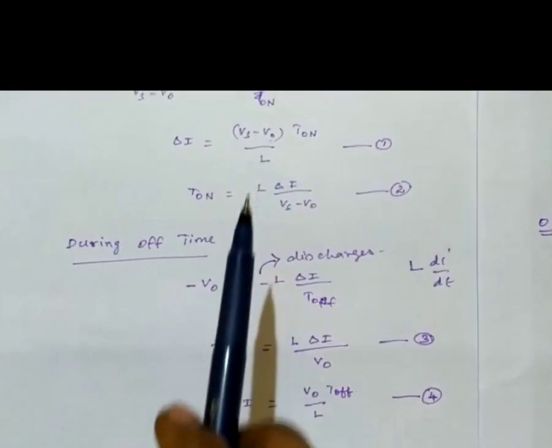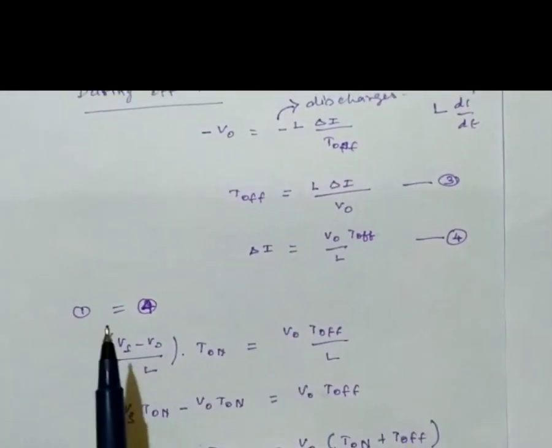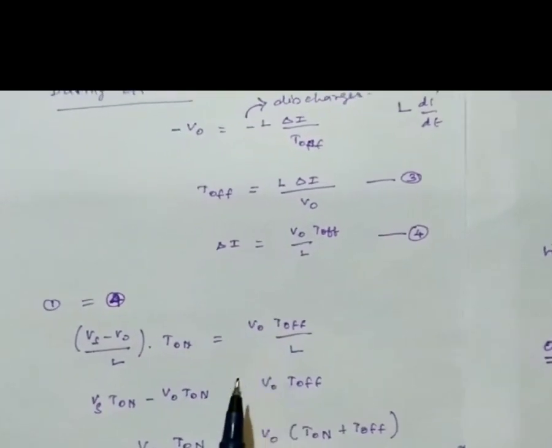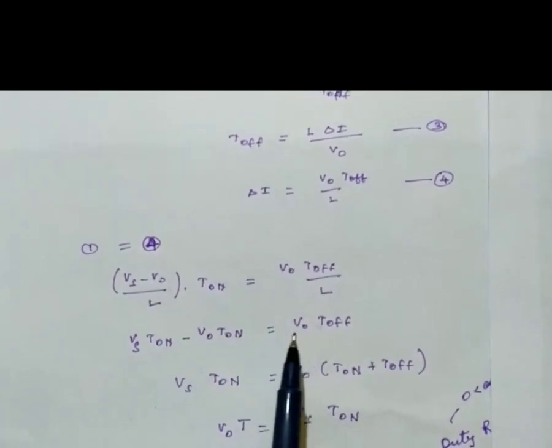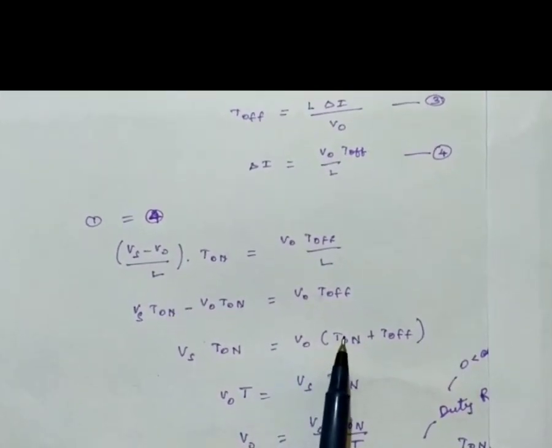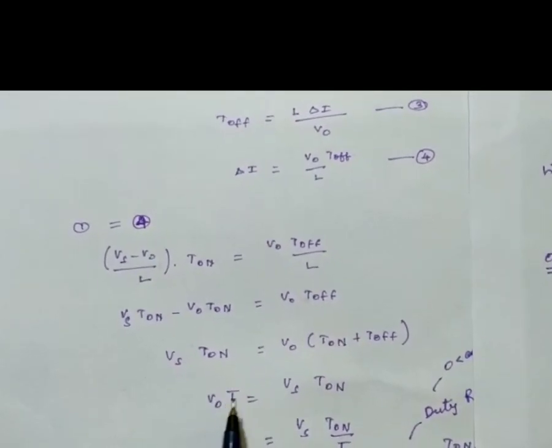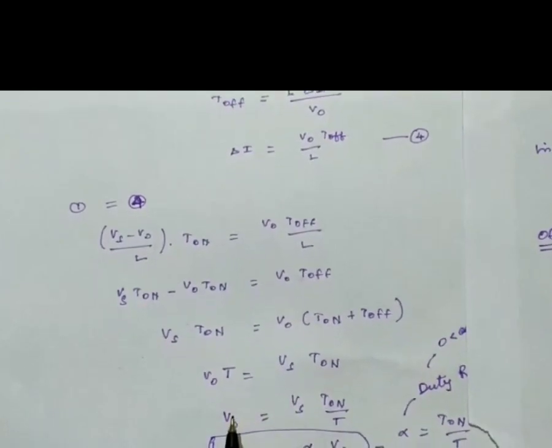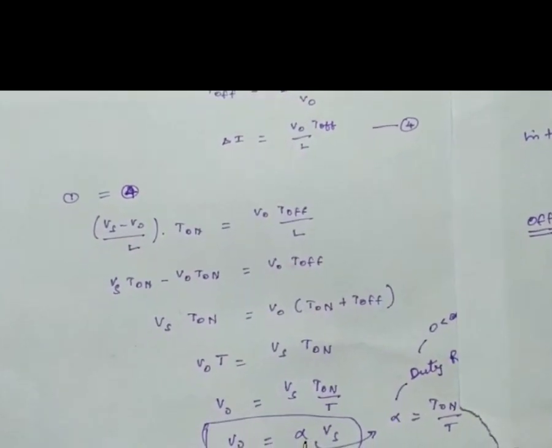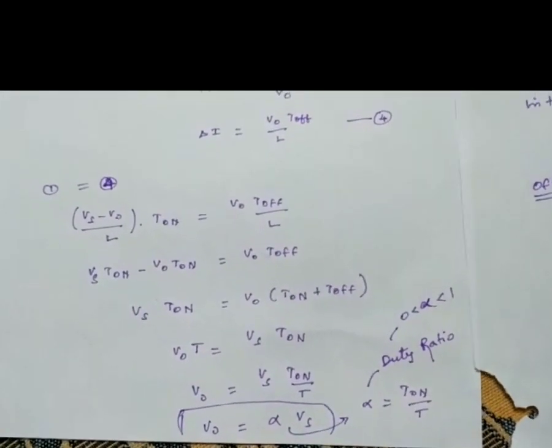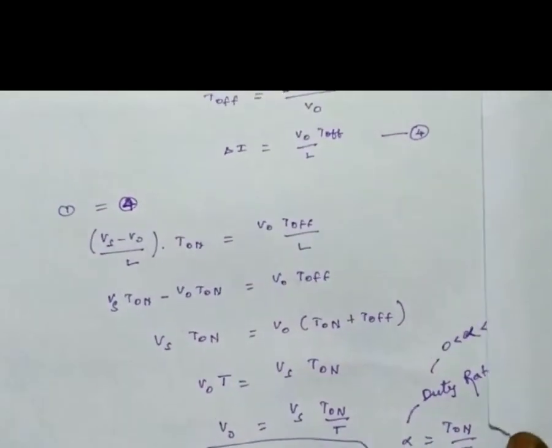Equation 4 gives delta I and equation 1 also gives delta I. Combining these two, the L cancels. Multiplying T on inside, we get the answer. T on plus T off is equal to the total time T, so V0 into T equals Vs into T on. Therefore V0 equals Vs times T on by T. That is called alpha. Alpha is called the duty ratio, defined as T on by T.